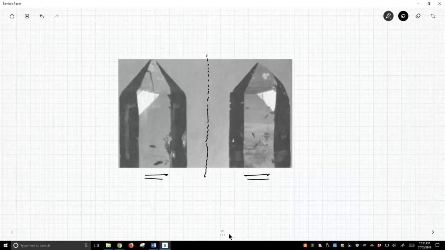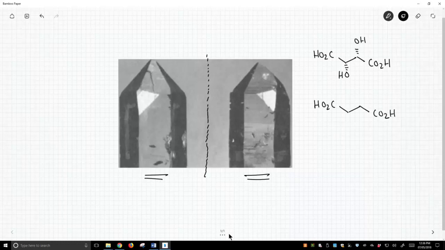These two crystals are particularly important because they are crystals of a molecule called tartaric acid. And this is one form of tartaric acid. And here is another form, which is also considered tartaric acid. And these are not identical structures. They are different. And how can you tell they're different?